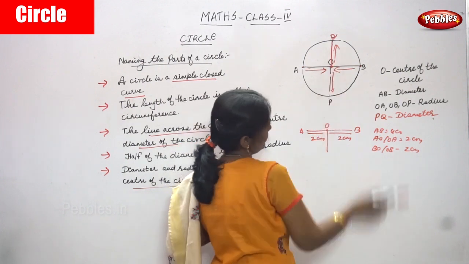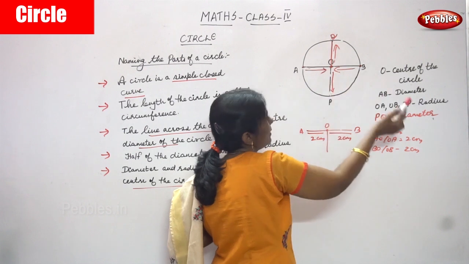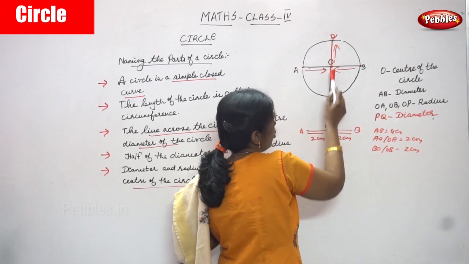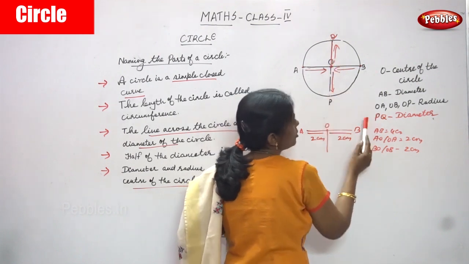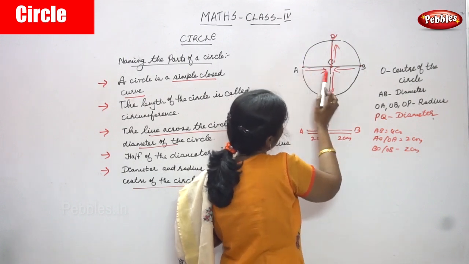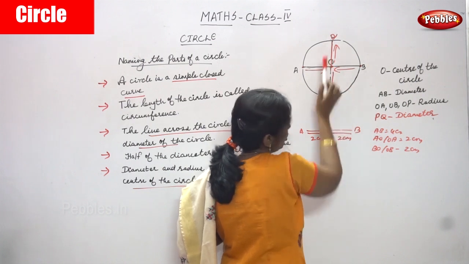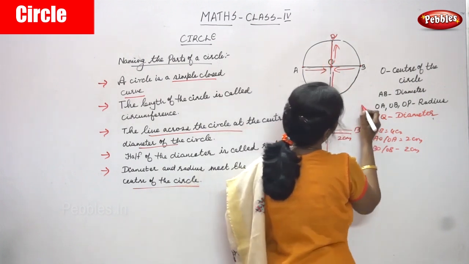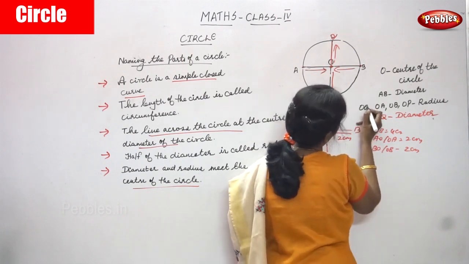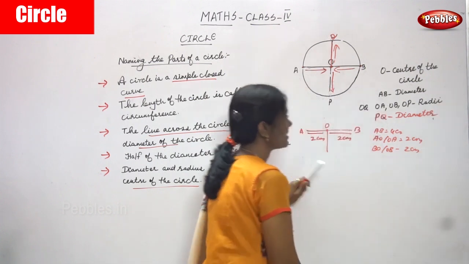So O is the center of the circle and AB is a diameter, and what is this? PQ or QP is another diameter, and OA and OB and OP and OQ are all radii. I didn't write OQ, so OQ we also added. This is called radii.